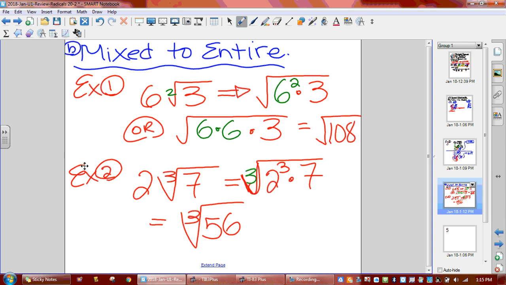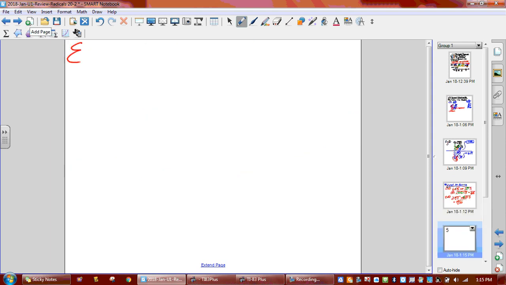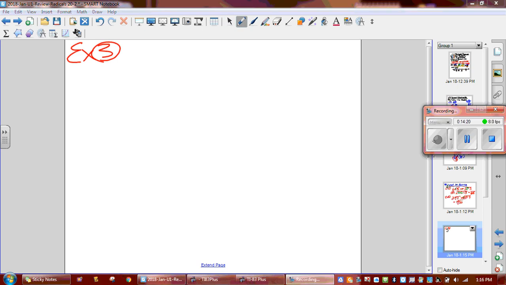Now we're going to do a standard of excellence question. The standard of excellence question, all it does is it throws a fraction in there. It's the only difference. Okay? So example 3. Okay, so a standard of excellence question we're going to have with a fraction. So we're going to go 2/3 cube root 4.